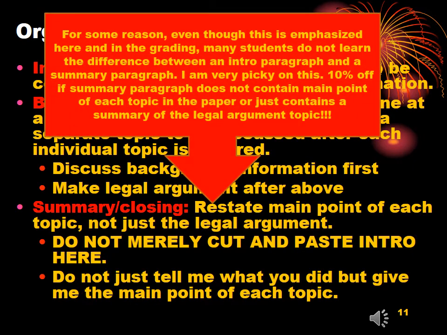For some reason, even though this is emphasized here and in the grading, many students do not learn the difference between an intro paragraph and a summary paragraph. I am very picky on this. 10% off if the summary paragraph does not contain the main point of each topic in the paper or just contains a summary of the legal argument topic.